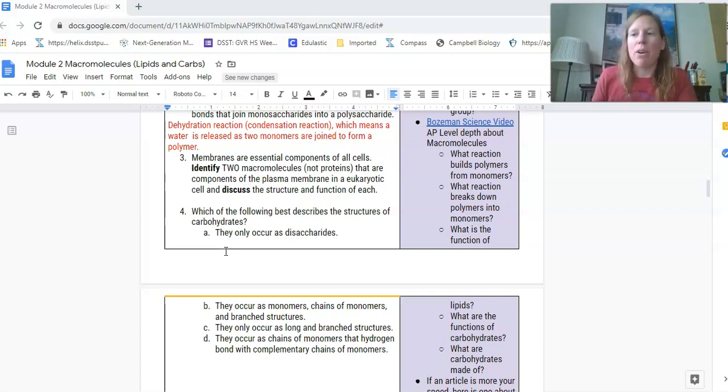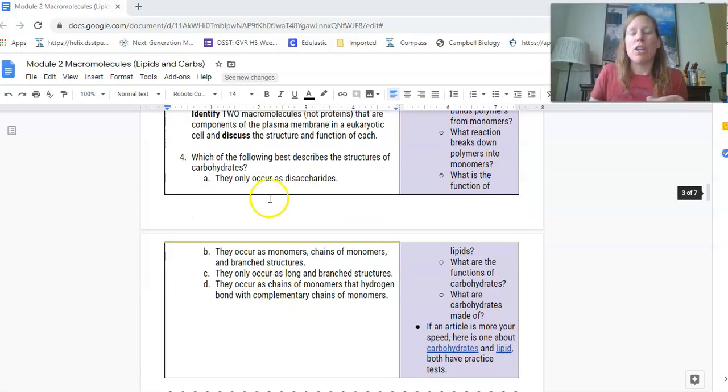Some things you could have said were monomers, monosaccharide, polysaccharide, energy. These are all things you should be thinking about when you think about carbohydrates. Trigger all your knowledge about carbohydrates, and then let's attack the question.